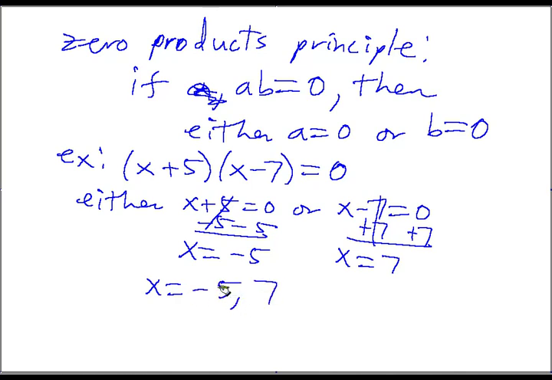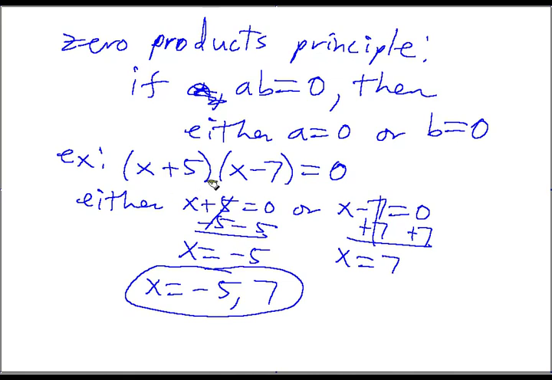Positive 7. If I plug either of these numbers in, then the product will be what? 0. For example, if I plug in 7, what happens? 7 plus 5 is 12, but 7 minus 7 is what? 0. 12 times 0 is 0. If I plug in negative 5, negative 5 plus 5 is what? 0, and then negative 5 minus 7 is negative 12. Well, 0 times negative 12 is still 0. Okay? So again, in this case, our solution is negative 5 and positive 7.